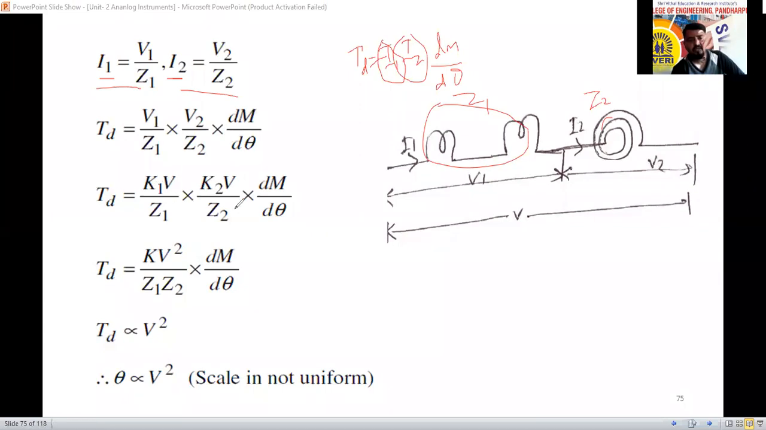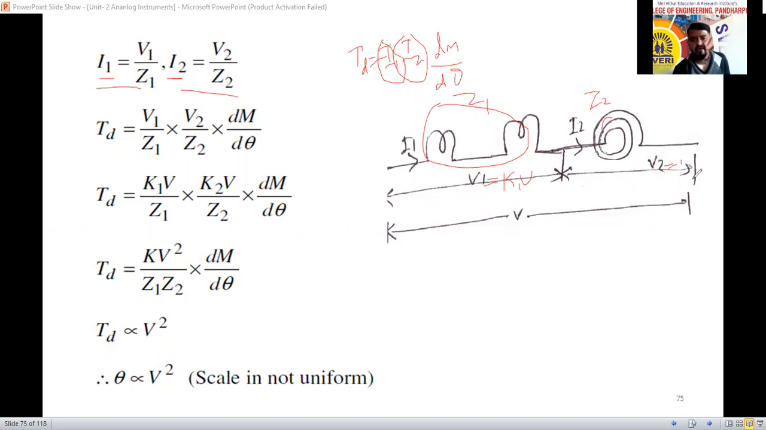The constant for the fixed coil we consider as K1, and the constant for the moving coil as K2. Because V equals V1 plus V2, and they are directly proportional, we consider V1 equals K1V and V2 equals K2V.